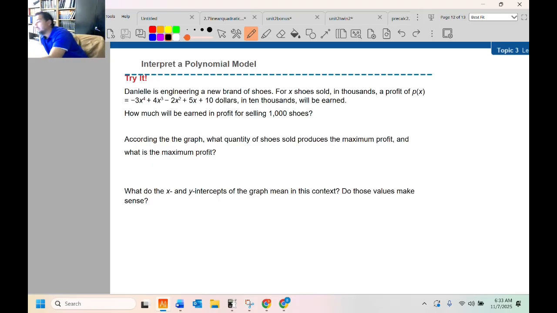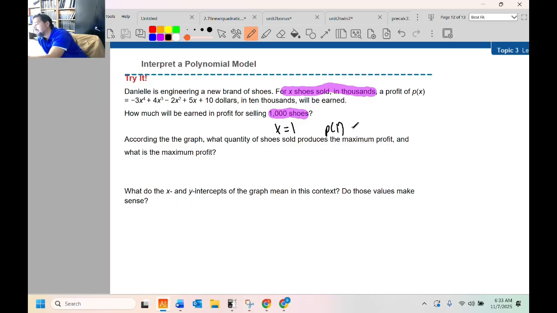So, key things in this text. For shoes sold, X is shoes sold in thousands. This is saying that X is 1, because 1,000 shoes is 1, right? All right. So if I want to know that result, I'm literally just going to plug in a 1.